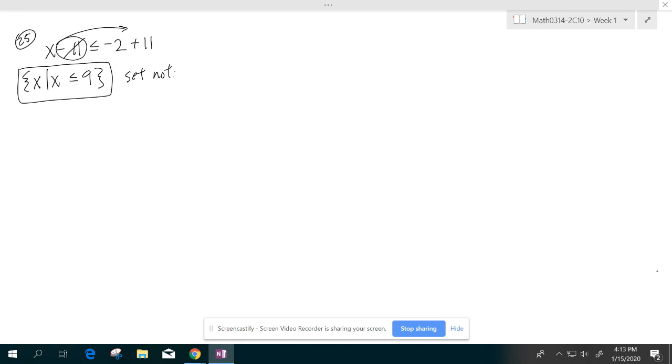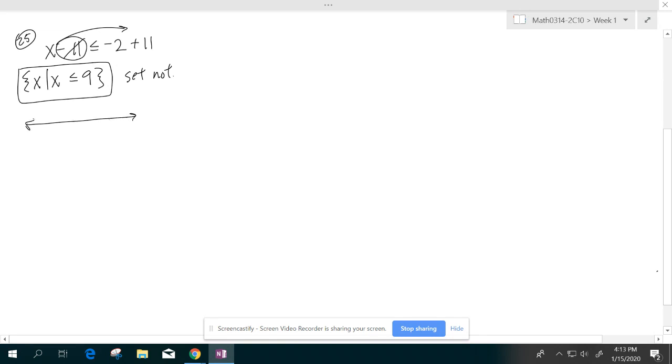Questions? Can you remind me what the vertical bar means? Oh, yeah. Such that. So this says the answer is the set of all x such that, and then this is what x has to do. It says, hey, all of the x's that are less than or equal to 9 are solutions. Okay? So now let's go to the number line.